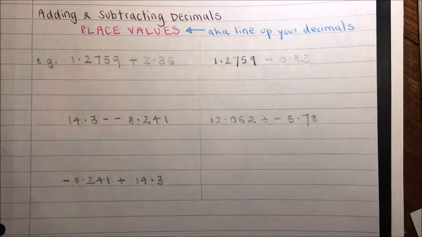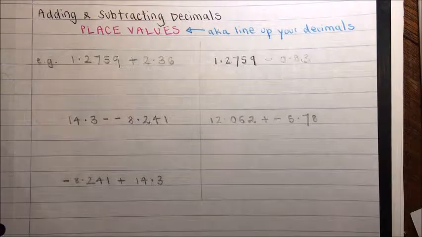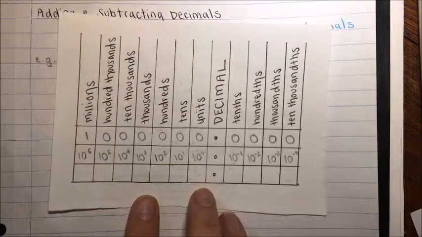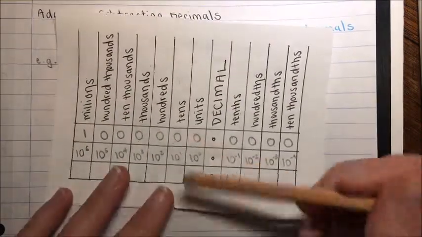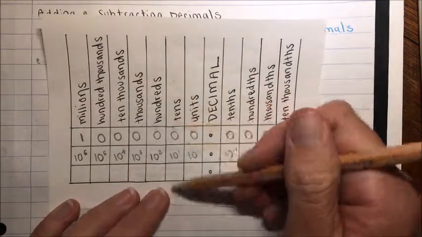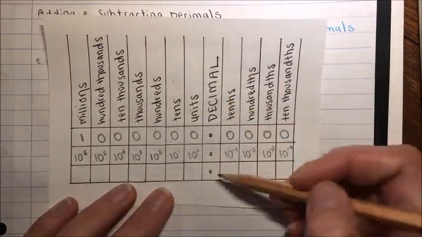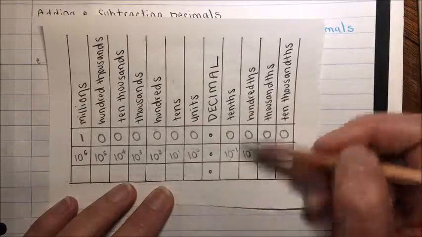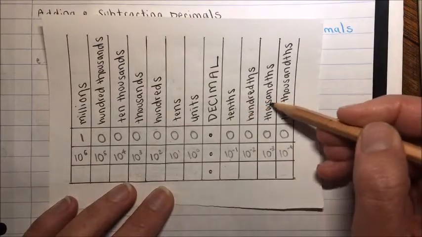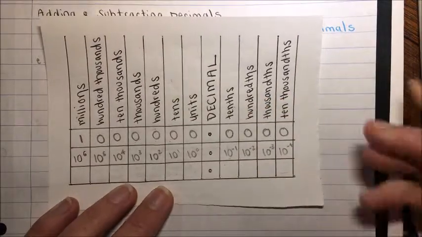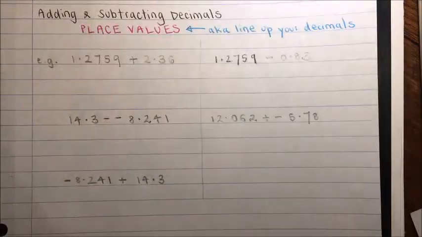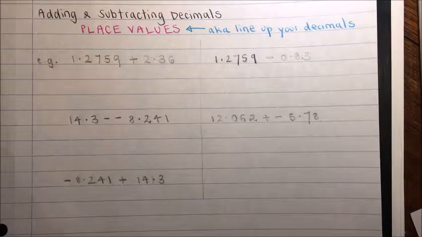So, adding and subtracting decimals is really all about place value. It's about lining up your ones with your ones, your tens with your tens, your hundreds with your hundreds, but in this case, tenths with tenths, hundredths with hundredths, thousandths with thousandths, and it goes on and on. So, let's have a little look. It's probably just best to show you with examples.